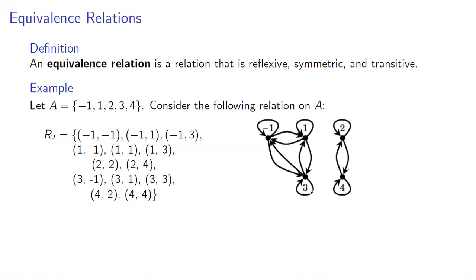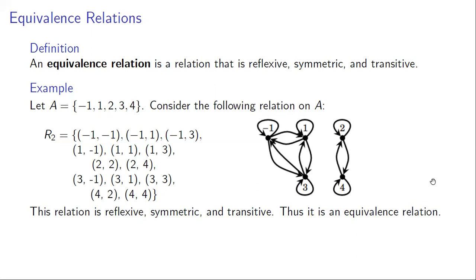How about transitive? Is this relation transitive? And it is. For transitive, we have to check that whenever there's an arrow from A to B and from B to C, there has to be an arrow directly from A to C. If you go around the diagram and check it all out, it works out in all cases. Even here, you have an arrow going from 4 to 2 and from 2 to 4, and there's also an arrow going from 4 to itself and from 2 to itself. Anyways, this relation is reflexive, symmetric, and transitive. Thus, it is an equivalence relation.